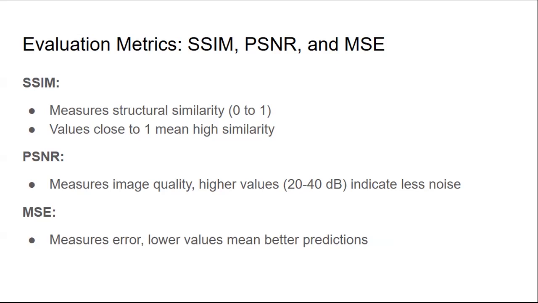Capturing luminance, contrast, and structure. PSNR, or peak signal-to-noise ratio, is measured in decibels. It generally ranges from 20 to 40, and higher values mean better quality and less noise in the image. Finally, MSE, or mean squared error, measures how much error there is between the predicted and actual image. A lower value indicates more accurate predictions. Each of these metrics gives us a different perspective on how well our model performs. And of course, for SSIM and PSNR, higher is better, and for MSE, lower is better.